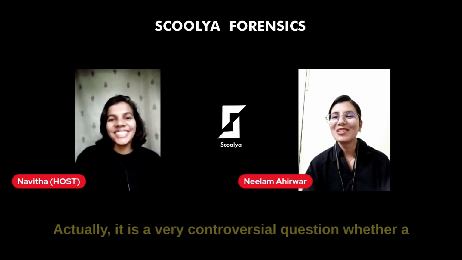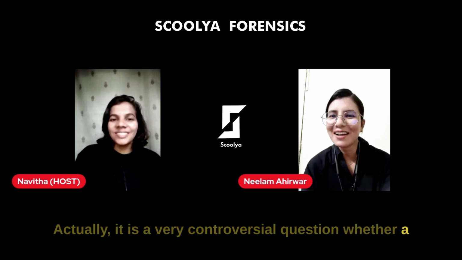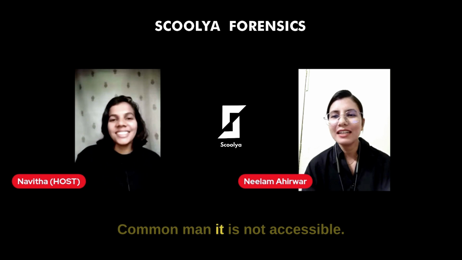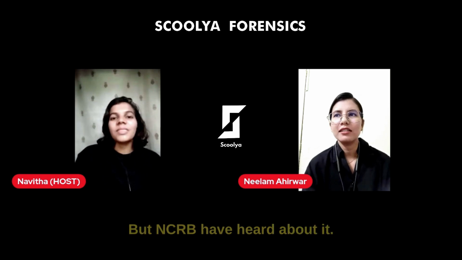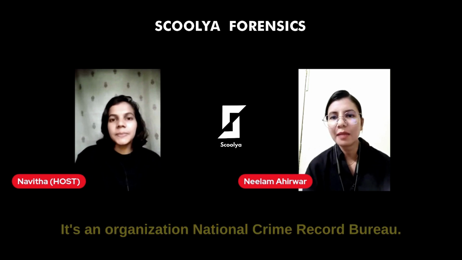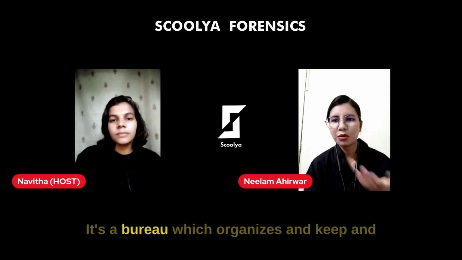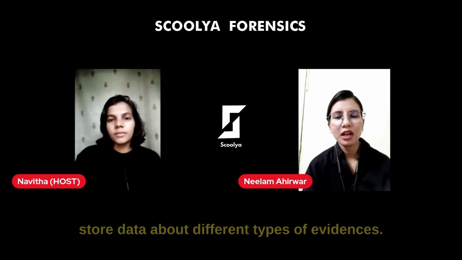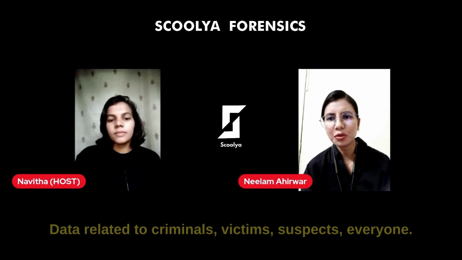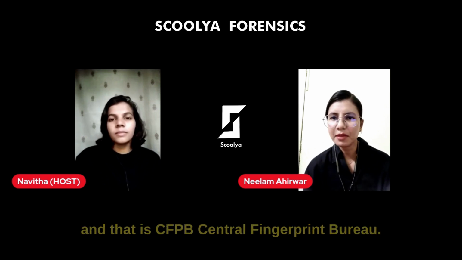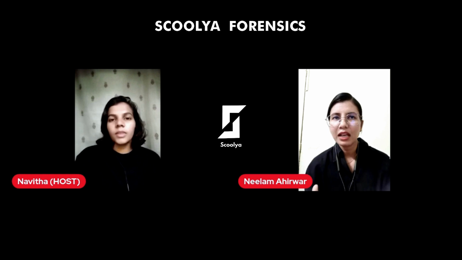Actually, it is a very controversial question whether a common man can access it or not. It is not accessible to a common man, but NCRB, we have heard about it. It's an organization, the National Crime Record Bureau. It's a bureau which organizes and stores data about different types of evidence, data related to criminals, victims, suspects, everyone. And there is one branch of NCRB, and that is CFPB, the Central Fingerprint Bureau.